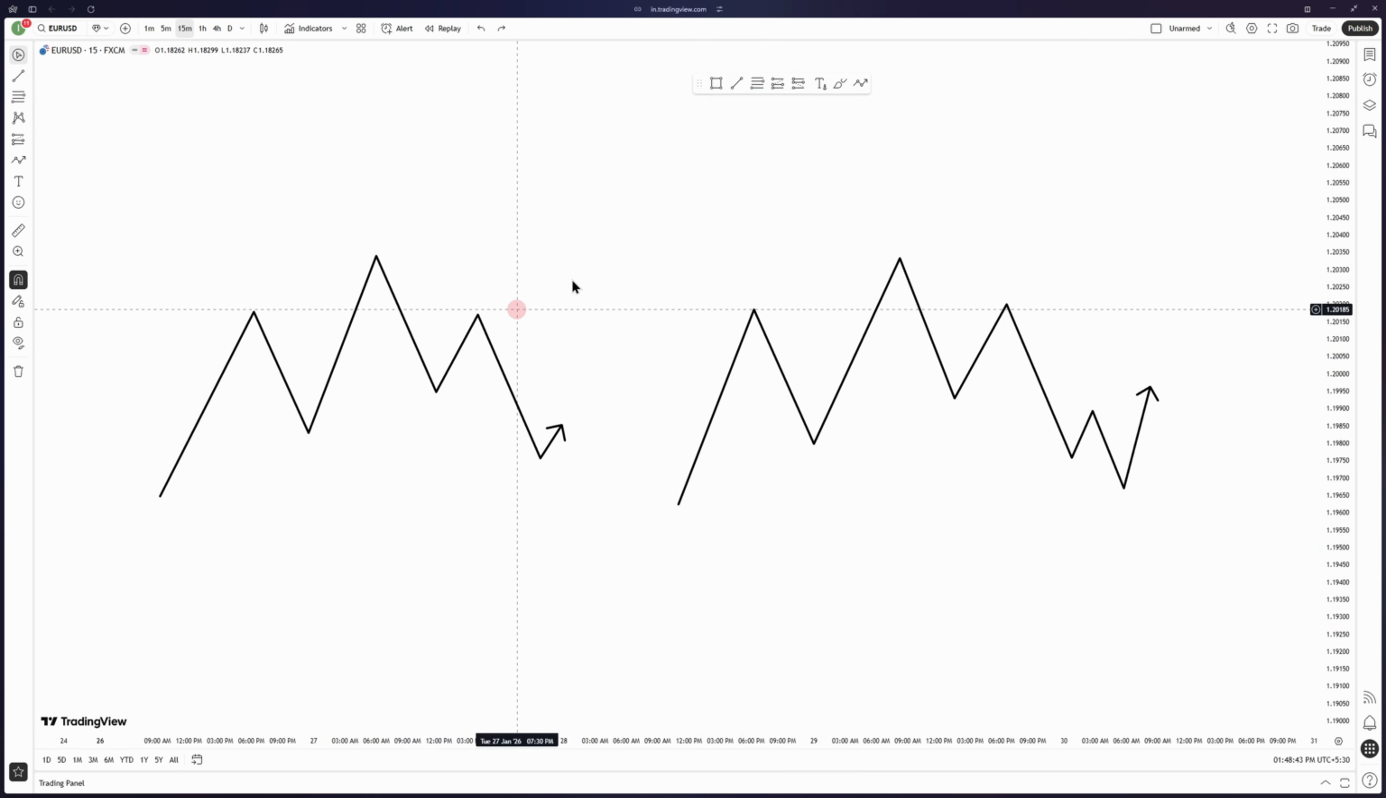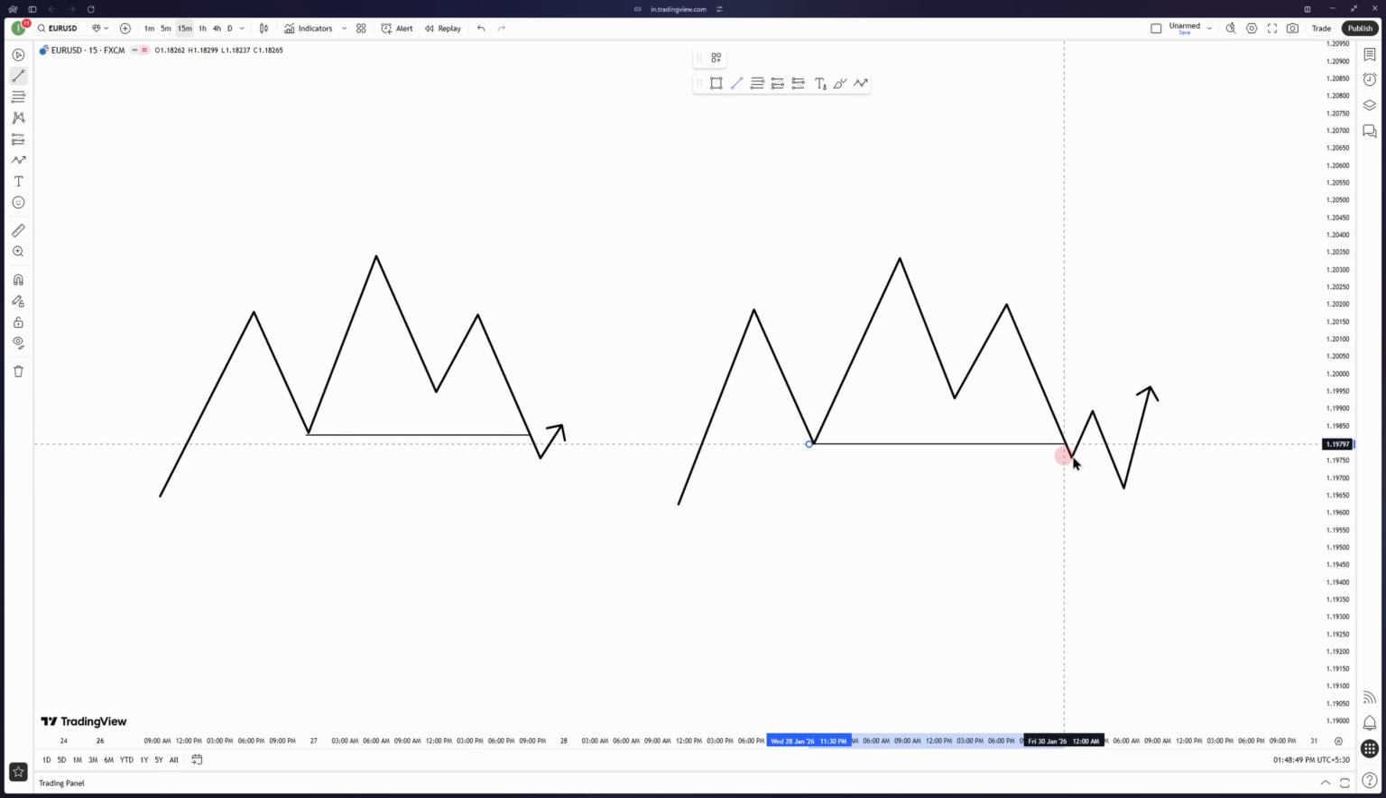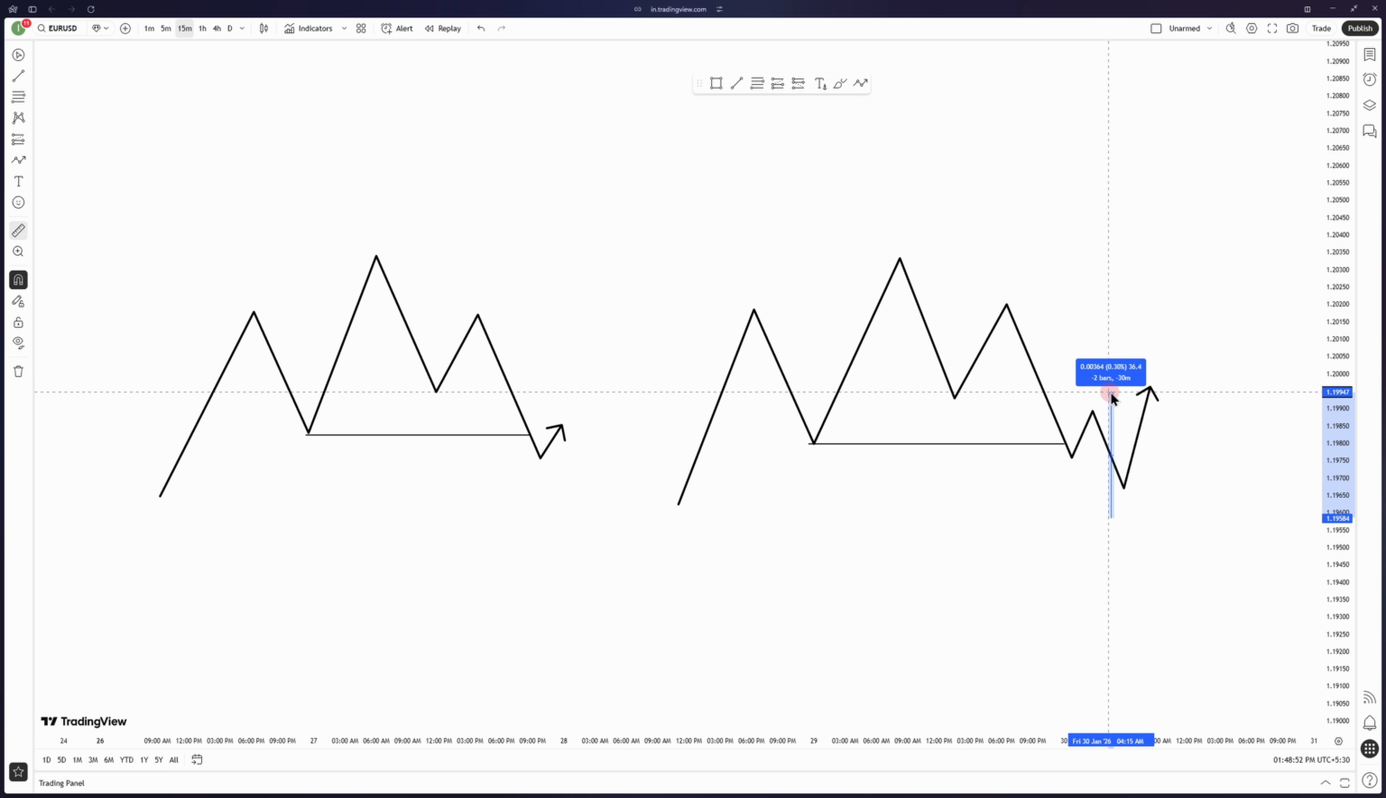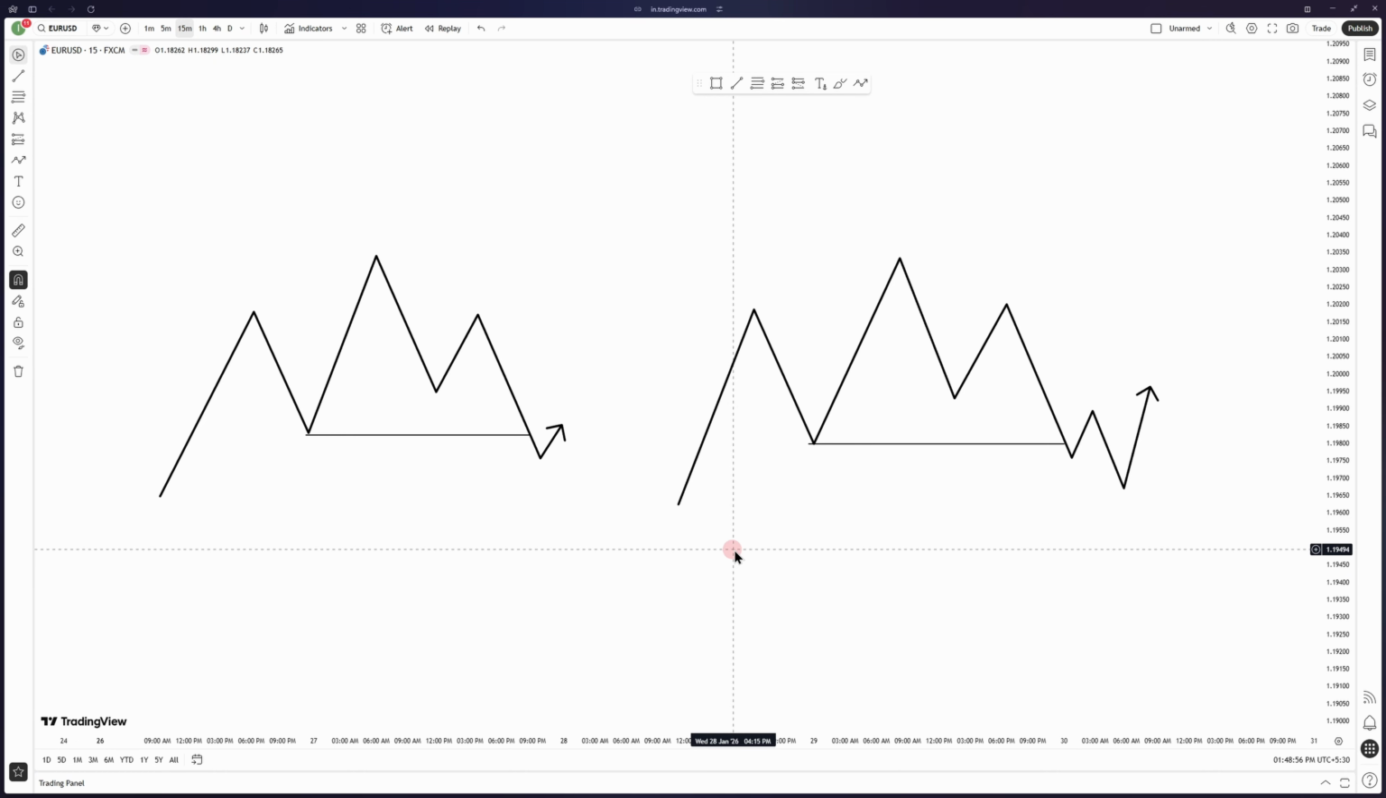They correctly identify the higher time frame bias, but when they move down to the lower time frame to enter, they keep getting stopped out again and again. The issue is not their bias, it's their timing.